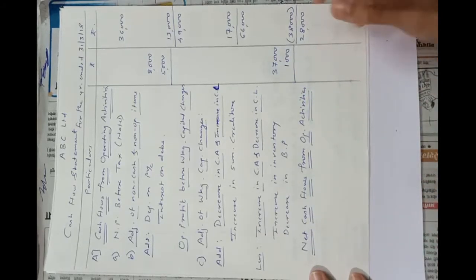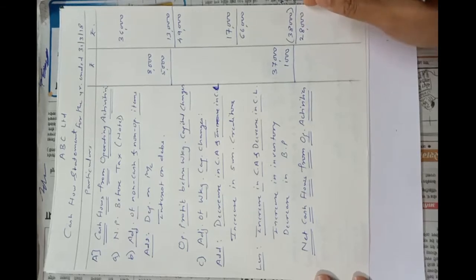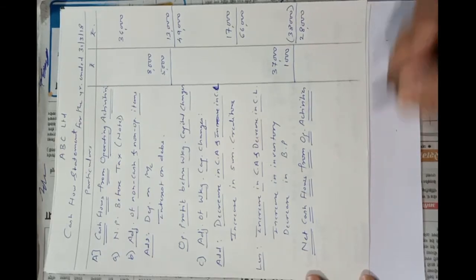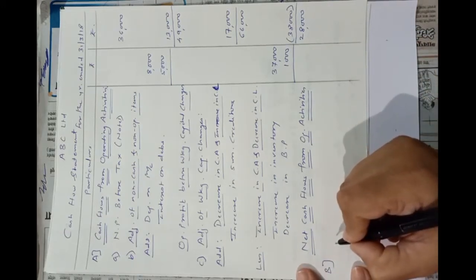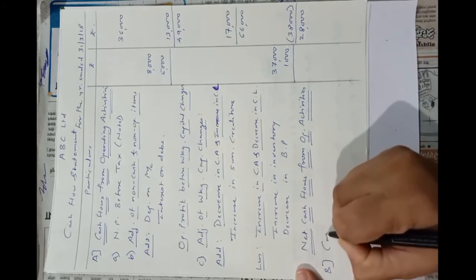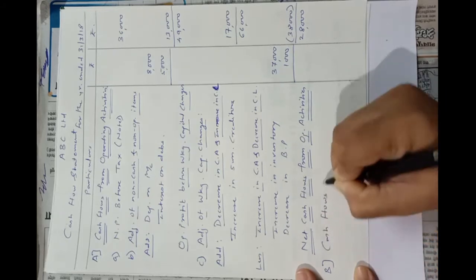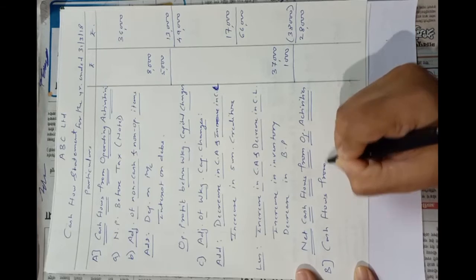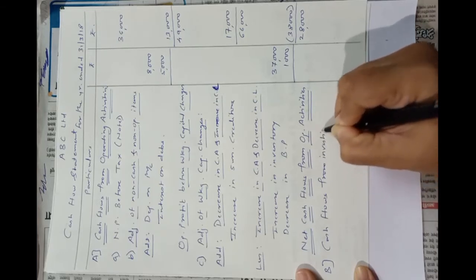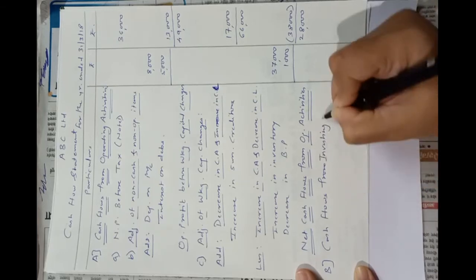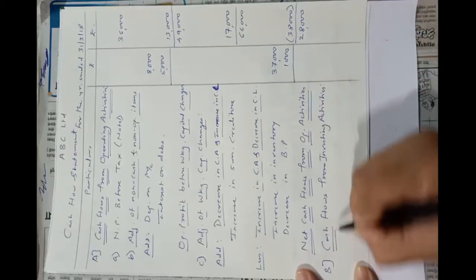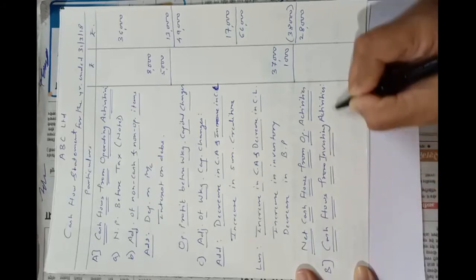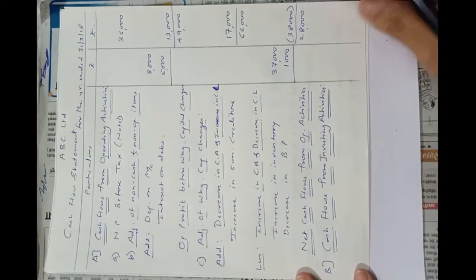This is the final amount. This is positive 66,000, negative 38,000, means the answer will be positive 28,000. Okay, now the second part of the cash flow statement, that is cash flows from investing activities.